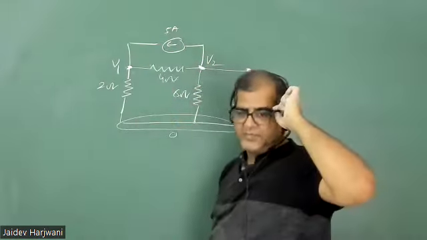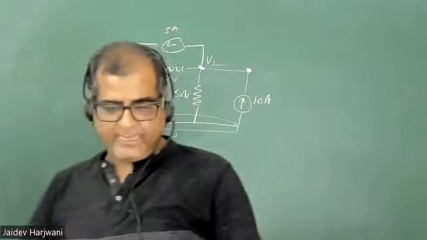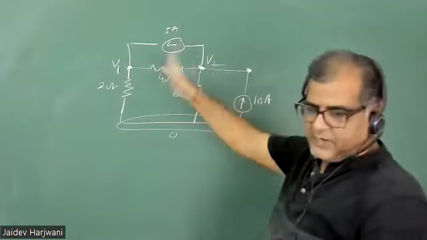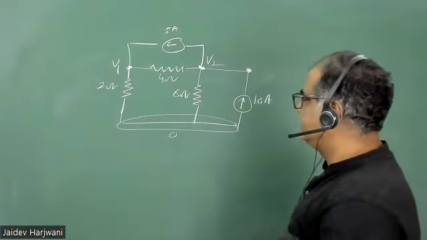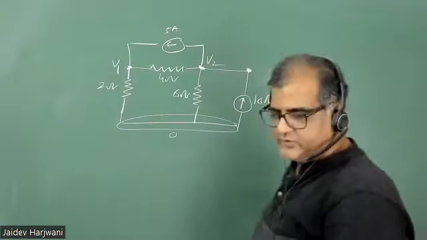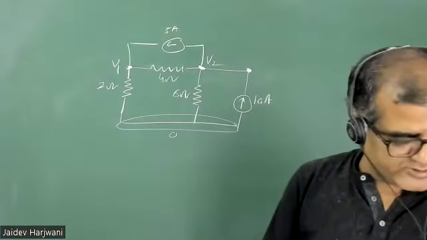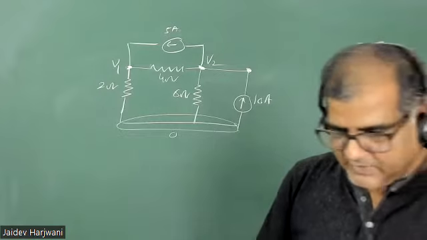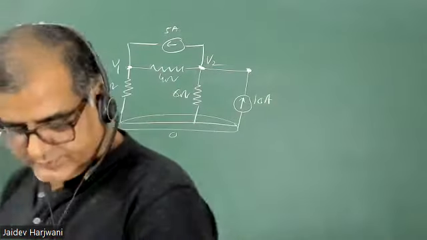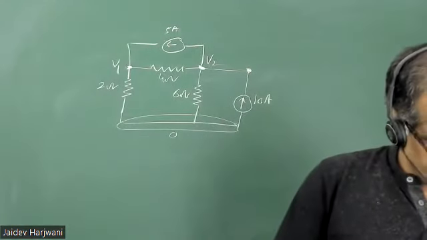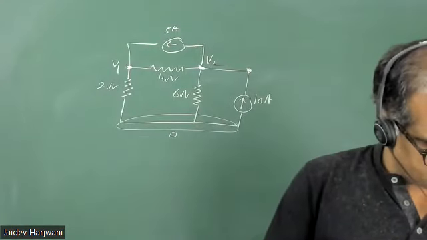So the purpose is to find the branch currents. How many nodes are required? This voltage I don't know, this voltage I don't know. Apply KCL at each node and find V1 and V2. Now there will be two equations, and you need to solve these two equations simultaneously. Solve and tell me what is coming. Write two equations and solve.